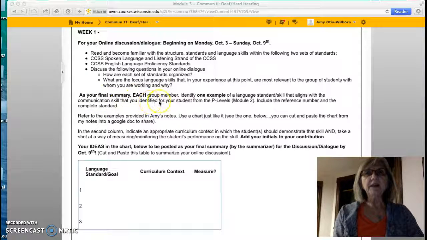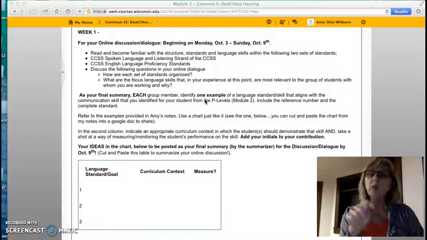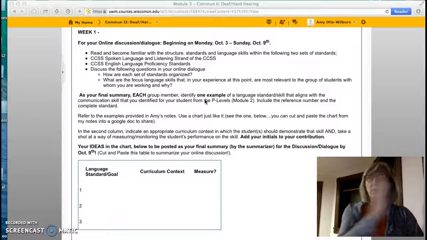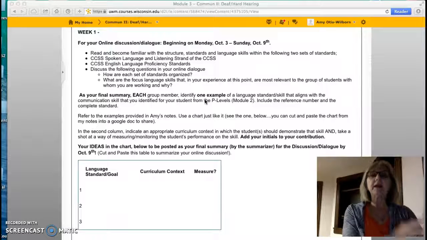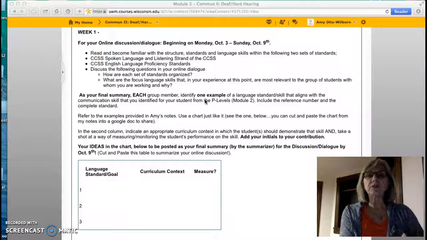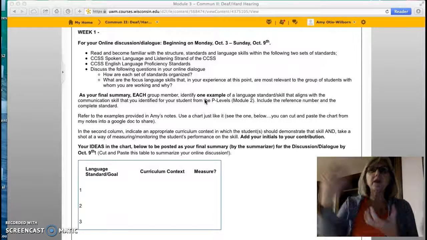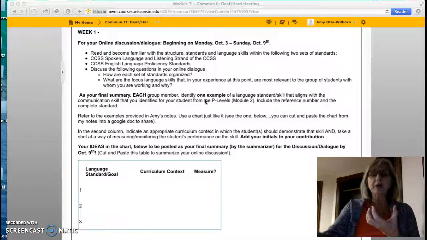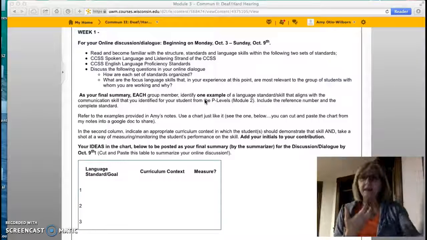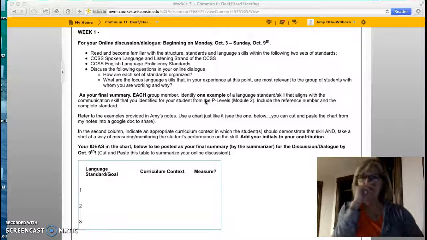As your final summary, each group member is to identify one example of a language standard that aligns with the communication skill that you identified for your student. So in Module 2, you identified some communication conversational goals for your students. Can you begin to match that with a standard? Either the Common Core, spoken language and listening, or the ELP standards, whichever one works the best.